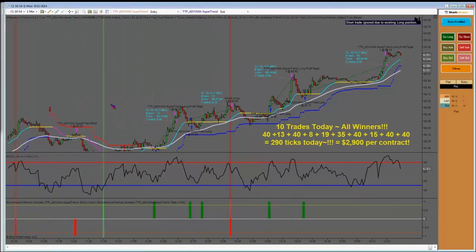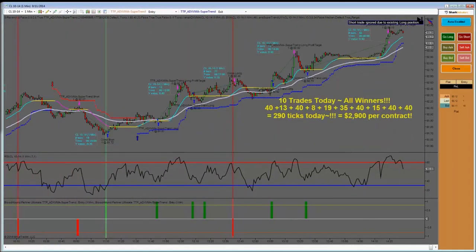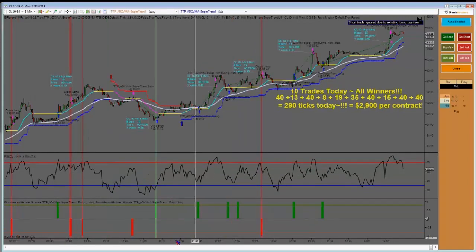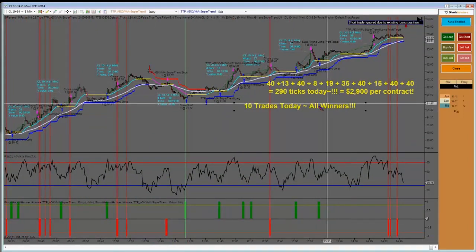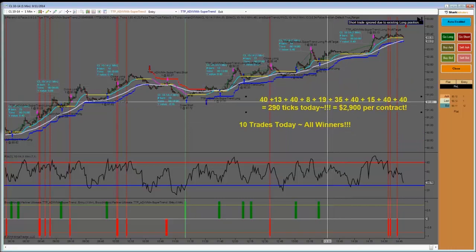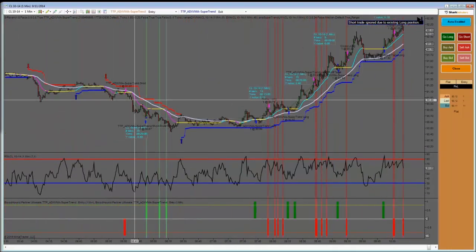So rather than go into detail about that, which we're going to do later, let me show you today's trades. Now, I was running this live today with one contract on the side, just letting it go so that I could have some live results to show you guys. And it turns out that today was the best day it's ever had in crude oil. Literally 10 trades today, all winners, 290 ticks. Let's go through these trades really quickly.